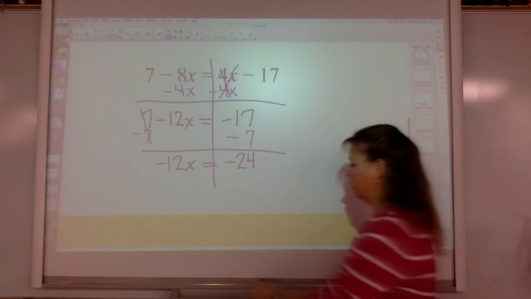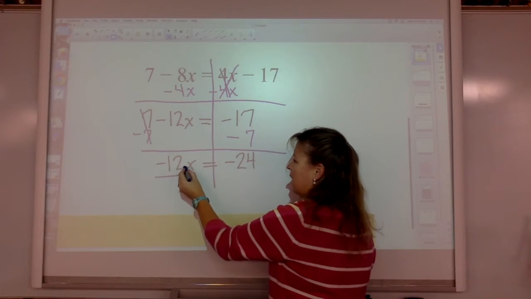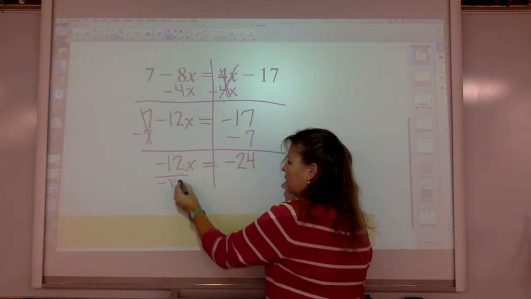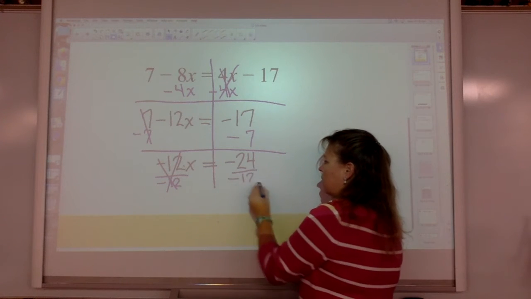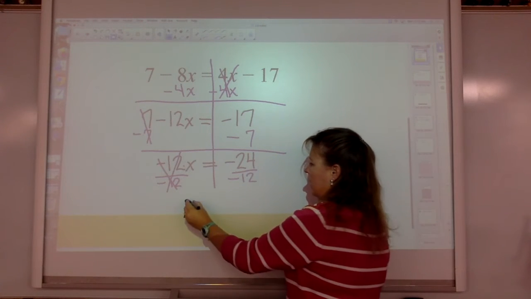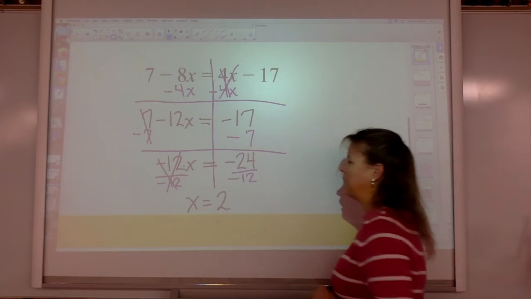Step 3, divide. Get rid of the negative 12 times x. You have to divide by negative 12. And if you divide by a negative, it takes care of that right away. And x equals a negative divided by a negative, which is a positive 2.